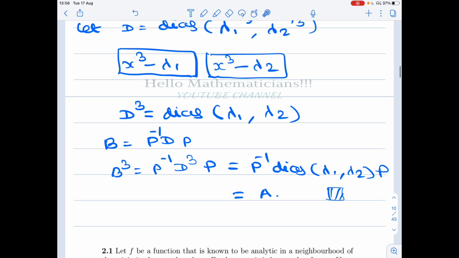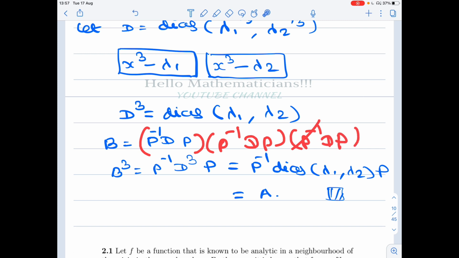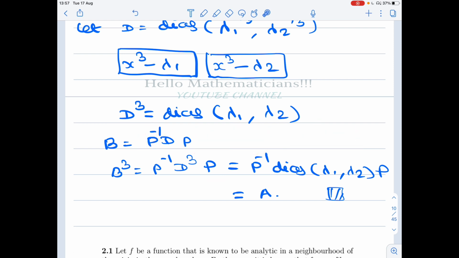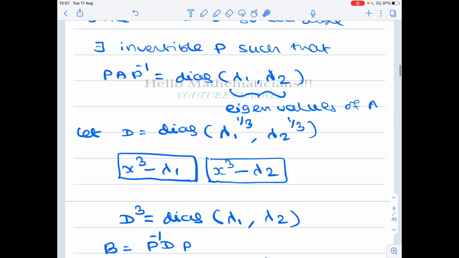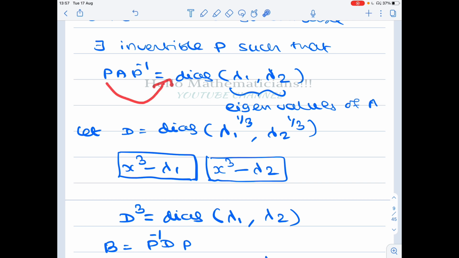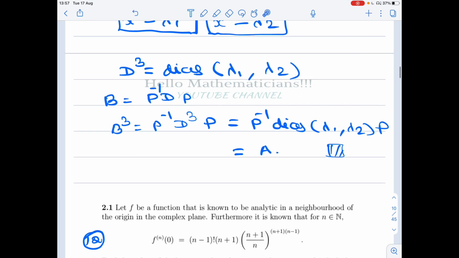Okay, so now B cube equal to, if you take the three powers, P inverse dP, P inverse dP, so these things are cancelled, so you get P inverse times D times P. Okay, so this D cube is this diagonal matrix lambda 1 comma lambda 2, P inverse diagonal lambda 1 lambda 2 P is precisely A. You can send this P, so this P will come here, P inverse, this P inverse will come here, P. So yeah, we get this matrix is equal to A.